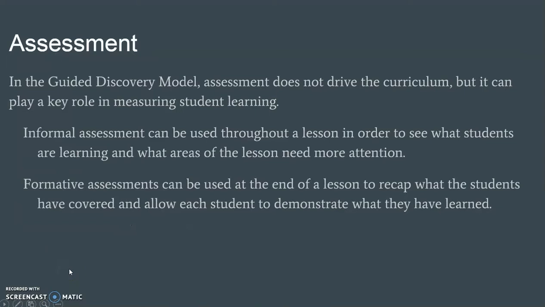Assessment is always tough, but in the guided discovery model, assessment does not drive the curriculum, but it can play a key role in measuring student learning. Informal assessment can be used throughout a lesson in order to see what students are learning and what areas of the lesson need more attention. Formative assessments can be used at the end of a lesson to recap what the students have covered and allow each student to demonstrate what they have learned.